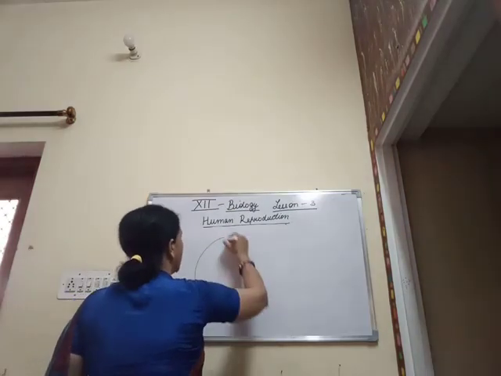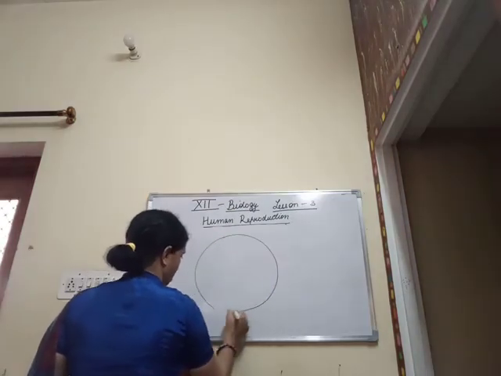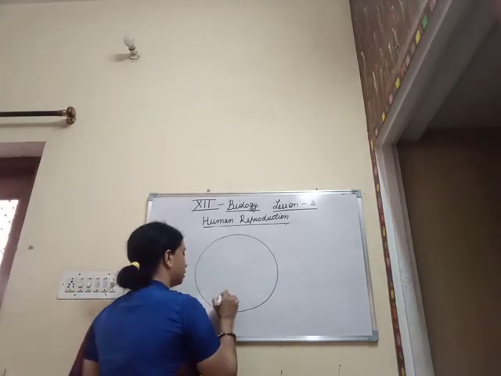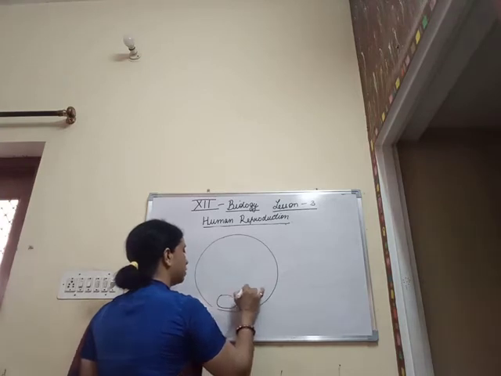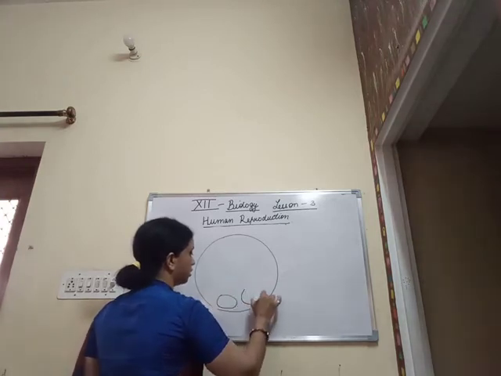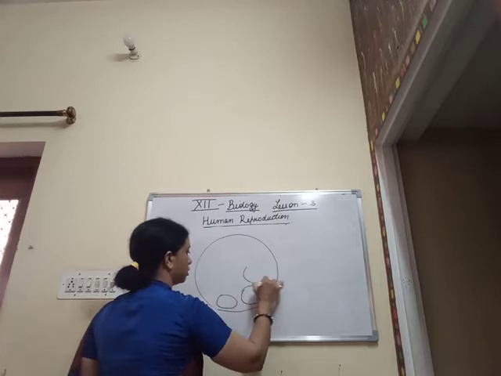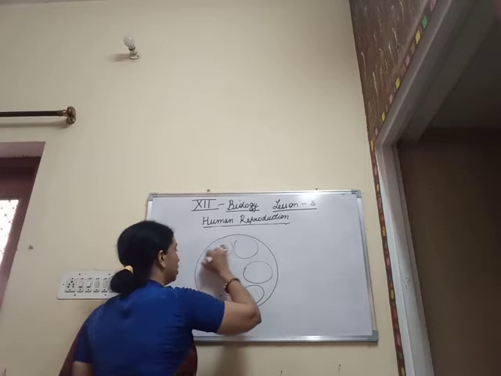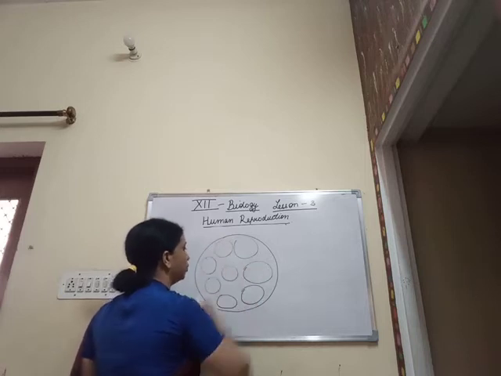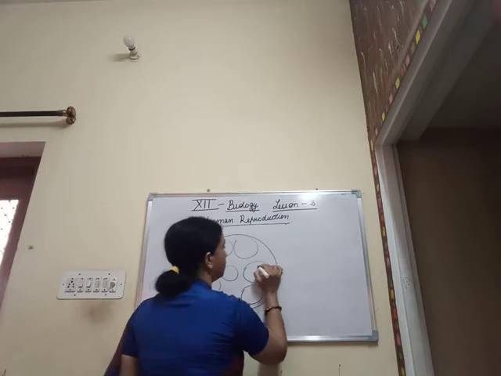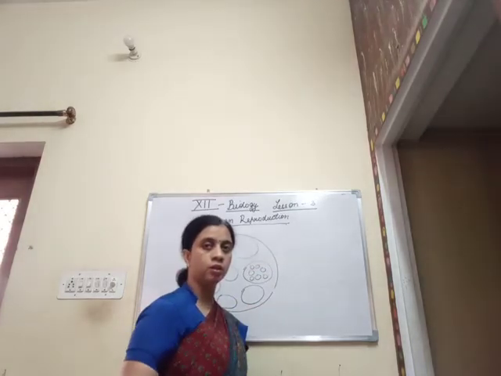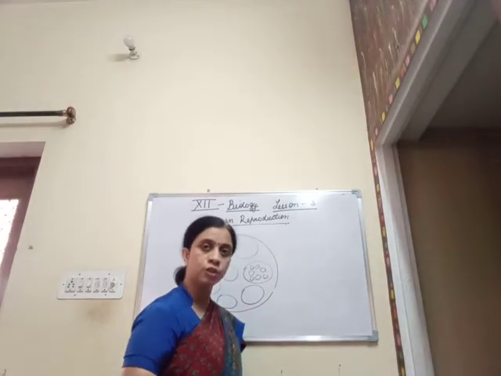When we are going to have a TS of testis, and as I told you all that each testis is made up of a large number of testicular lobules, and these lobules in turn are made up of 2 to 3 seminiferous tubules that run lengthwise all along the testicular lobules.